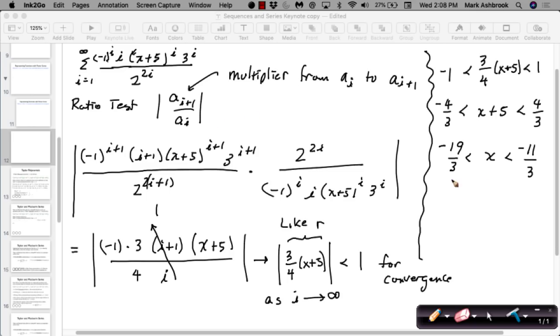Now, your endpoints are values of x that will make this equal to 1. So then the ratio test is inconclusive. When you get these endpoints, those endpoints will specifically make this equal to 1 or -1, meaning the limit is 1. So we need another test besides the ratio test to figure out the endpoints. So we'll plug -19/3 in and solve that as its own series.